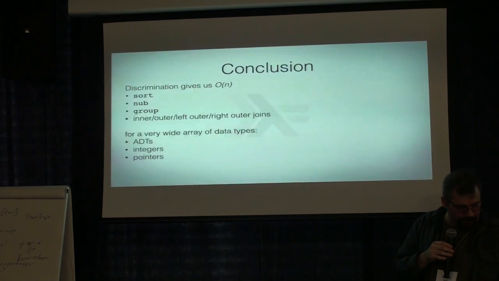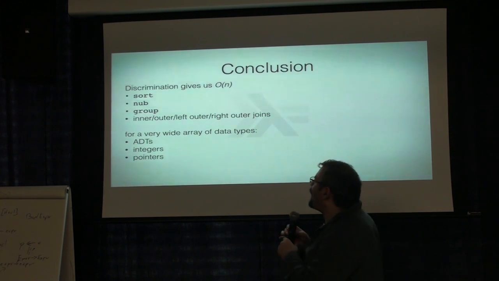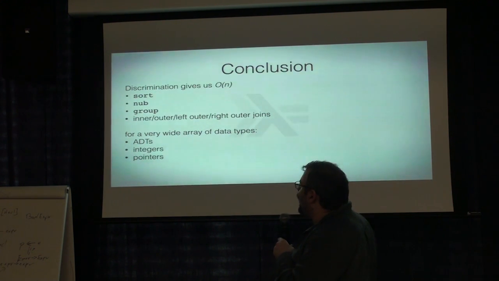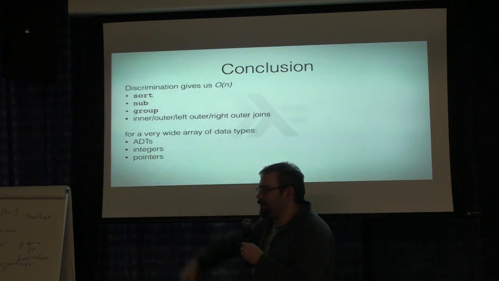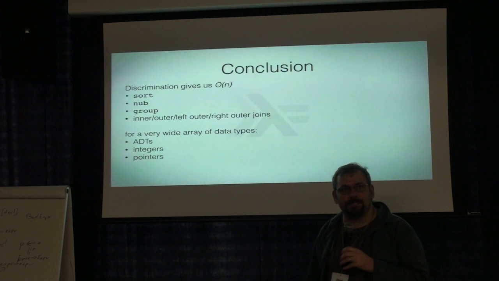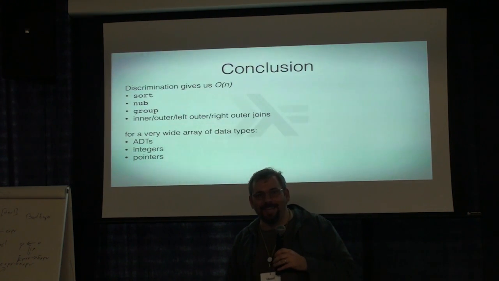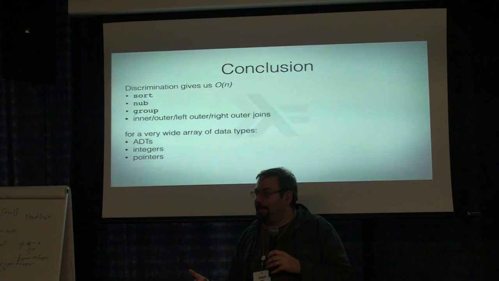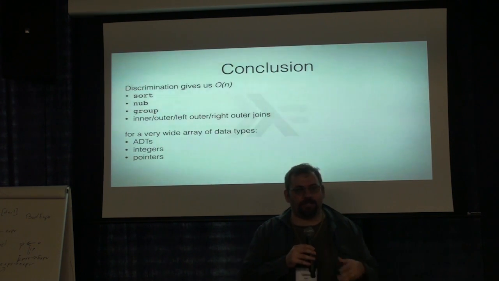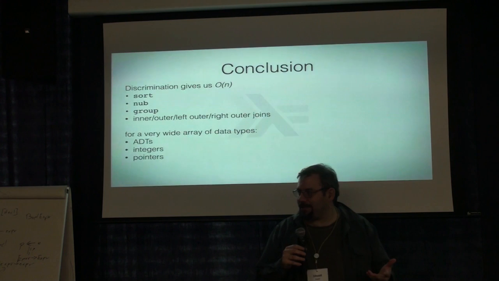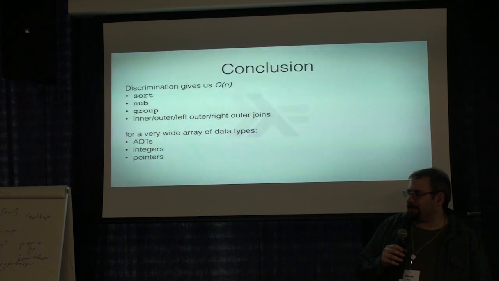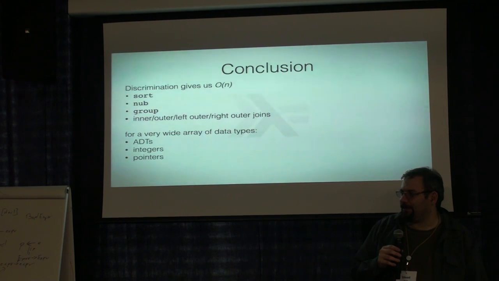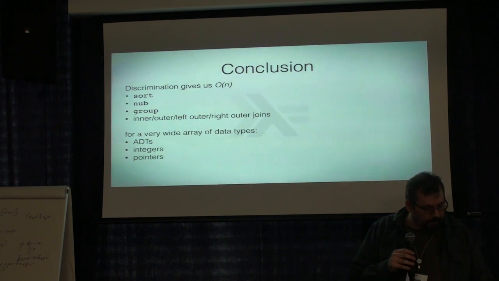So, in conclusion, in only a half hour, we have discrimination giving us sort, nub, group, inner, left, right, outer joins, etc. And that worked basically for any ADT you want. It works for integers, it works for pointers, because we can do this thing with references. So what else do you really want to be able to discriminate on that I can't? That's a question you can come up to me with later.